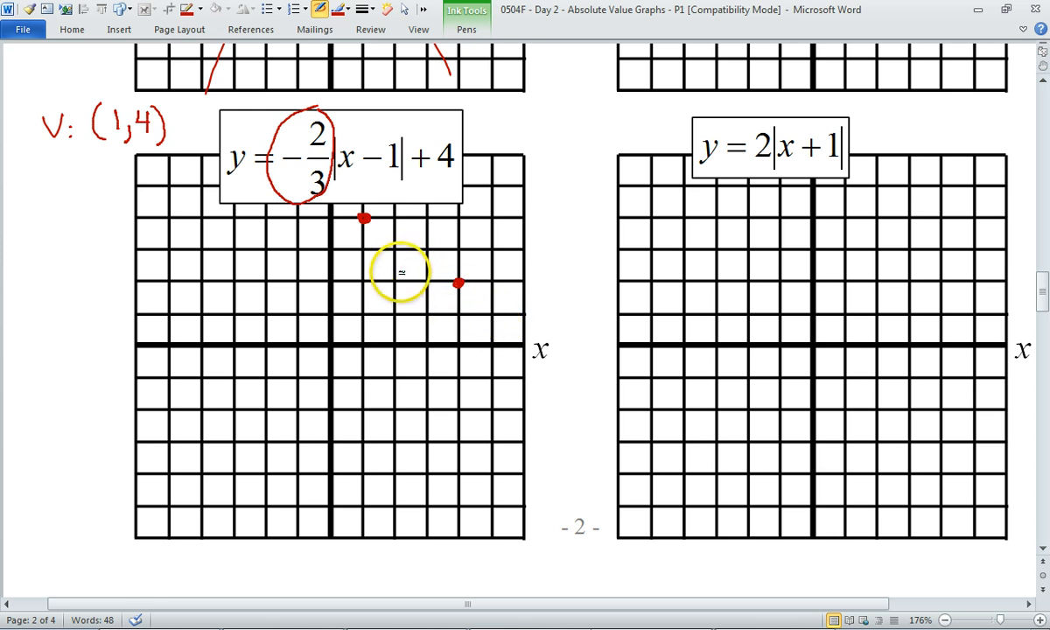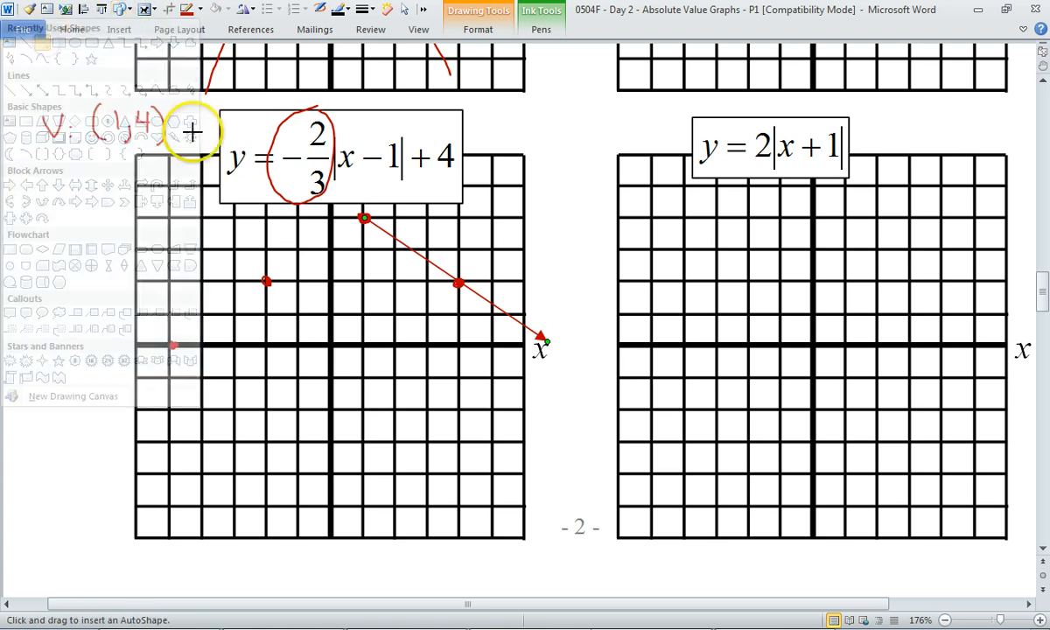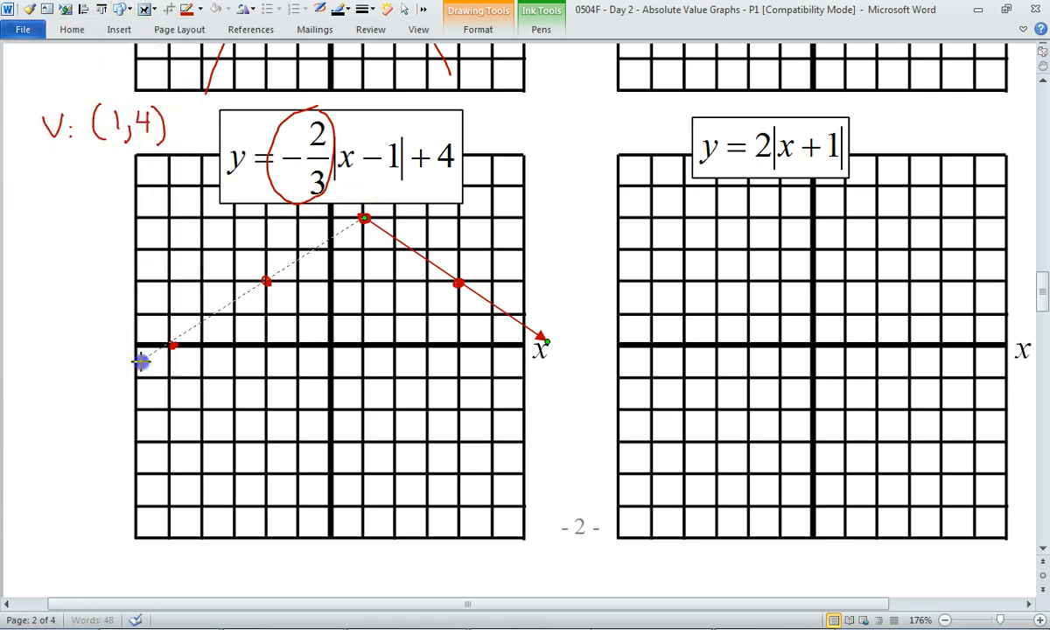Then down to left 3 for the left branch. So down to left 3, down to left 3. Those are all the points that will fit, so I will draw my V now. Okay, so that's what that one should have looked like. Questions so far?